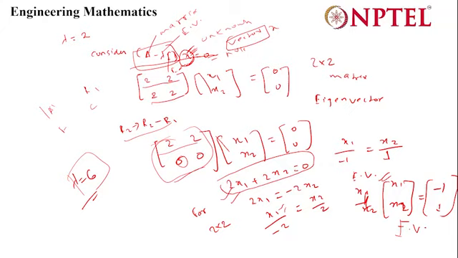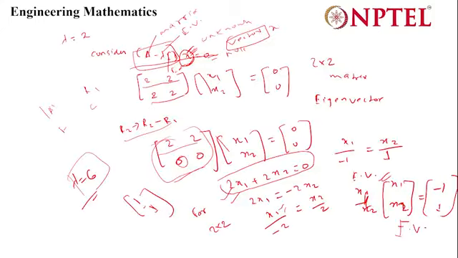Did you get some idea? Yes, ma'am. Okay. So if you calculate for lambda equals 6, your eigenvector will be 1, 1.